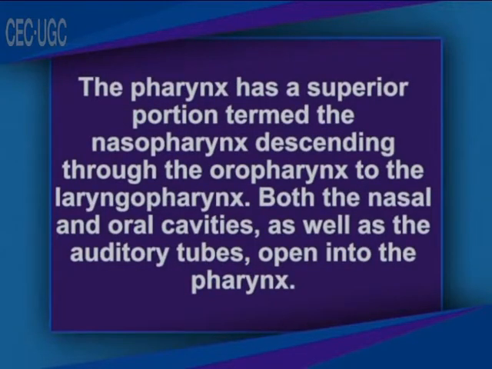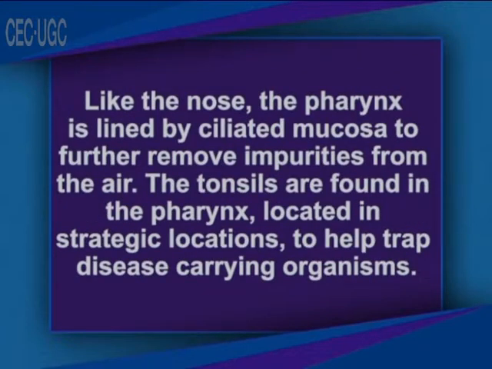The pharynx has a superior portion termed the nasopharynx, descending through the oropharynx to the laryngopharynx. Both the nasal and oral cavities, as well as the auditory tubes, open into the pharynx. Like the nose, the pharynx is lined by ciliated mucosa to further remove impurities from the air. The tonsils are found in the pharynx, located in strategic locations to help trap disease-carrying organisms.